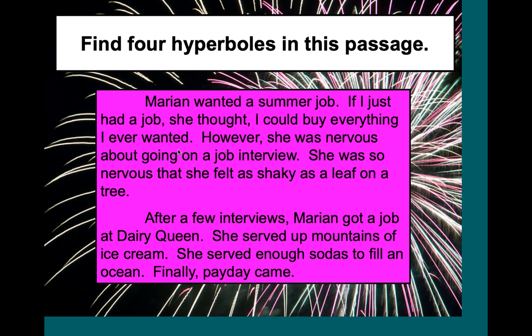All right, so now with this one, there are actually, make sure I gave you the answers. Hopefully you didn't see it. Okay, so on this one, there are actually 4 hyperboles in this passage. So see if you can point out the 4 that you hear as I read. Marion wanted a summer job. If I just had a job, she thought, I could buy everything I ever wanted.